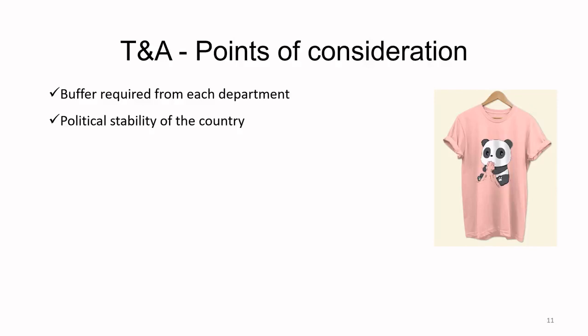One more point of consideration is the political stability of the country. So if you want to place orders with a country like Pakistan, or let's say Afghanistan, at any given point of time, because these countries are very volatile politically speaking, in that case you will make the time and action calendar keeping a lot of buffer, because at any given point of time, civil unrest or social unrest may happen.